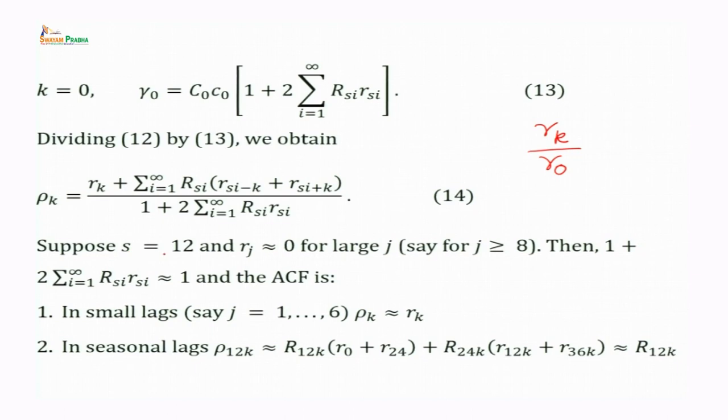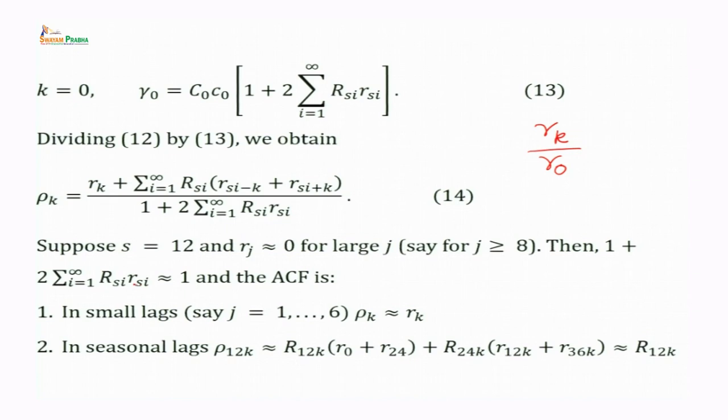For example, suppose S is equal to 12, then you know that for the stationary ARMA process, for large j, r j is approximately equal to 0. Say for j greater than or equal to 8, r j is approximately equal to 0. So, we neglect it. Then we consider the denominator of 14. In the denominator, this capital R S I is non-zero for I equal to 12. Before that, capital R S I will be equal to 0.